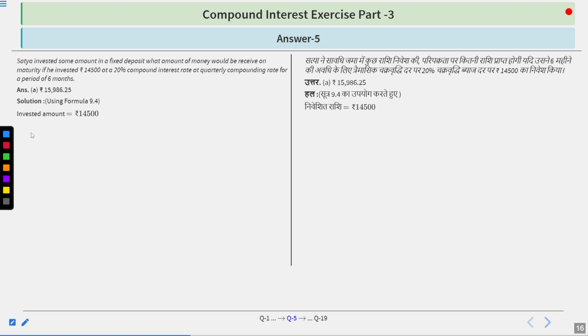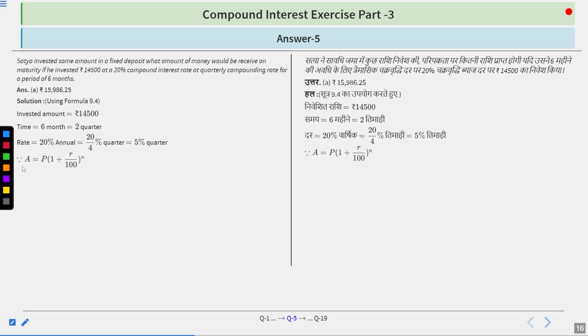The invested amount was rupees 14,500, the time was 6 months, and 6 months has 2 quarters of 3 months. The rate was 20% annually, so for a quarter it is 20 upon 4%, that is 5% per quarter. Because we know formula 9.4, that is amount equals P into 1 plus R upon 100 raised to the power n, where A is amount, P is principal, R is rate, and n is time.